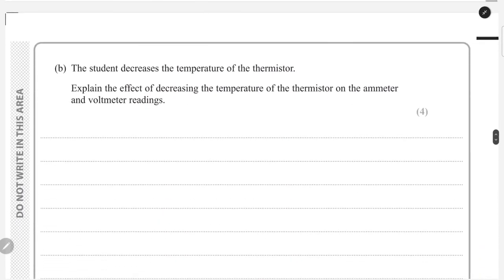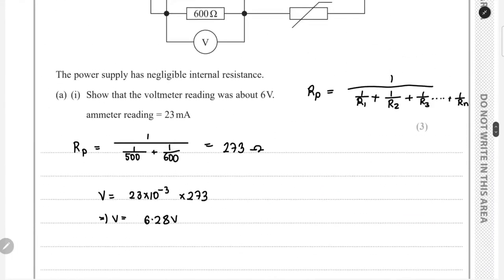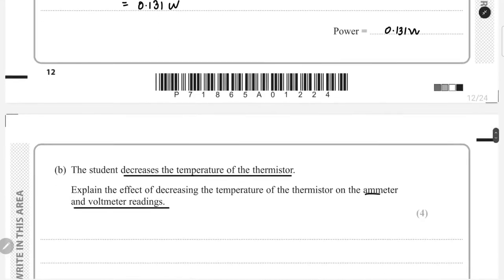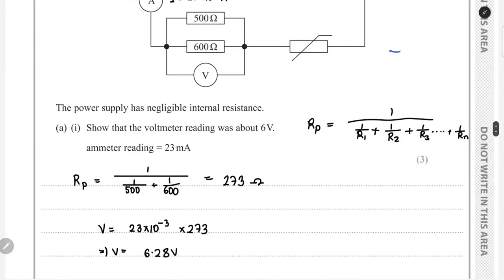Now for part B, we are told that the student decreases the temperature of the thermistor. We have to explain its effect on the ammeter and voltmeter readings. This is a negative temperature coefficient resistor, so we are reducing the temperature over here. If I reduce the temperature, the resistance will increase. So resistance of thermistor increases. Resistance of this parallel combination is still the same.